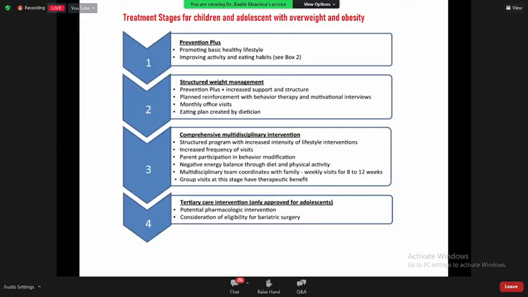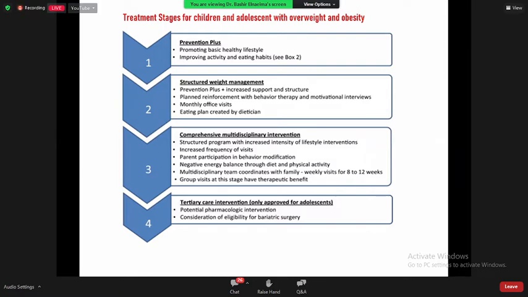So the stages, generally you have 4 stages: stage 1, stage 2, stage 3, and 4. Stage 1, and sometimes 2, can be done at the level of primary health care if you have a good primary health care, because usually we call it prevention plus, just promoting a basic healthy lifestyle and improving activity and eating habits. Stage 2, if the child is not improving, you can move to stage 2. Usually we need around 3 to 6 months to move to the second stage, structured weight management, and usually this is done at the level of secondary care or sometimes at the level of primary care if there is a good setting.